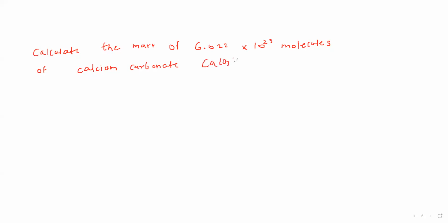Calculate the mass of 6.022 into 10 raised to 23 molecules. Understand that, I've given you molecules right now, of calcium carbonate. First of all, what is the calcium carbonate formula? CaCO3. Correct. Now, anybody will tell me how to solve this?